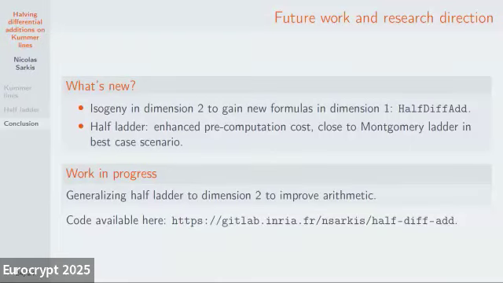And now what we try to work on is to generalize this. One great thing about this half ladder is that it generalizes well to higher dimension. As long as you have formulas that you can use as half differential addition, you could do this ladder in dimension 2, for instance, and you could use it in higher dimension to perform this scalar multiplication on abelian surfaces, for instance. And so yes, that's one work.